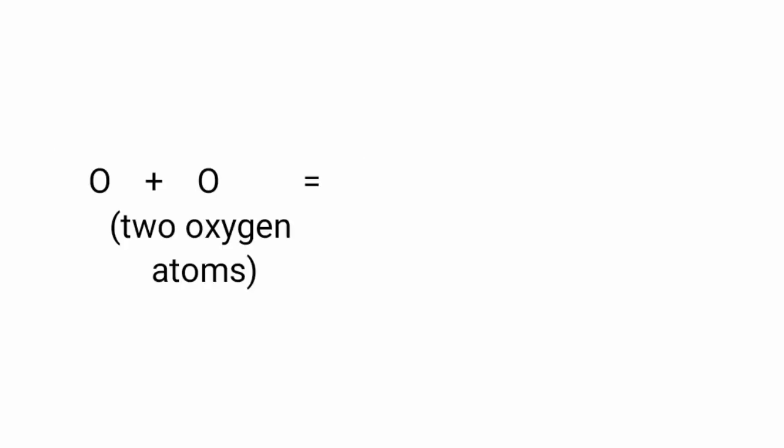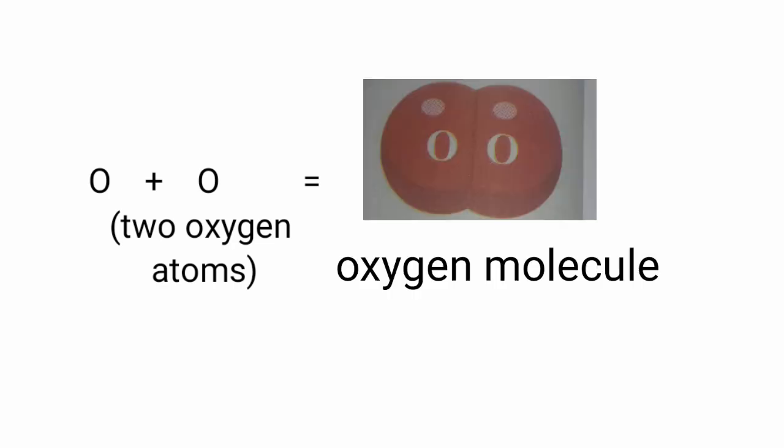Atoms of certain elements join to form molecules of that element. For example, can you see that O? O is the symbol of oxygen. When two oxygen atoms combine, they form an oxygen molecule. Other examples are also there, like when two hydrogen atoms combine, they form a hydrogen molecule. Here I have shown you oxygen atoms; when two oxygen atoms combine, they form an oxygen molecule.